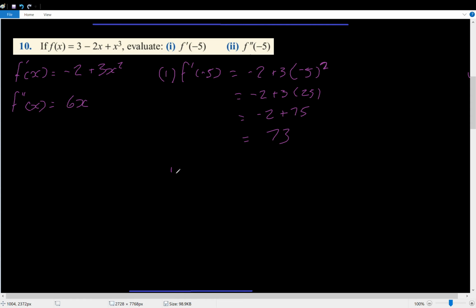And then for part 2, we're going to substitute minus 5 into the second derivative. So we're going to get 6 times minus 5 is equal to minus 30, like that. And that is that.